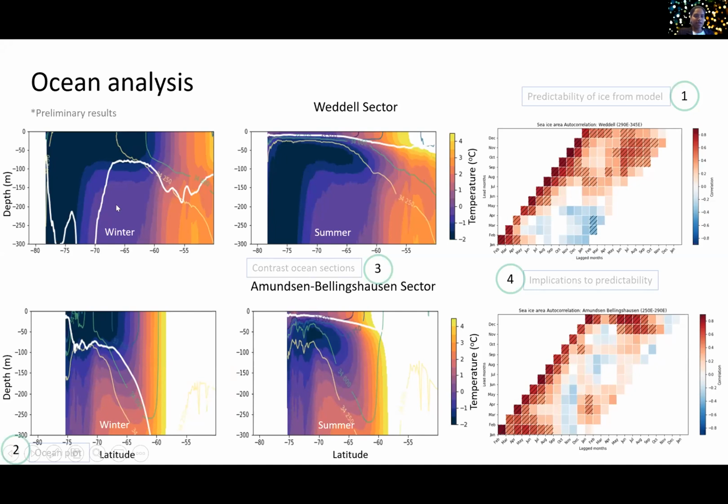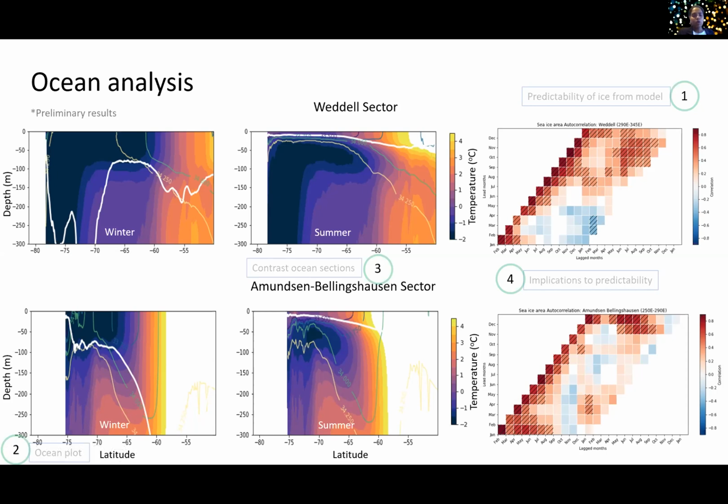When we look at the difference between the winter and the summer for these 2 sectors, we see that in both Weddell and Amundsen, we do form a deeper mixed layer in winter, and they look similar. But a large amount of difference occurs between the summer sections for these 2 sectors. If we focus on the isohalines, we see that they are quite concentrated, or the stratification is really strong, in the Weddell sector, whereas in the Amundsen sector, they are much coarser, or the stratification is quite weak.